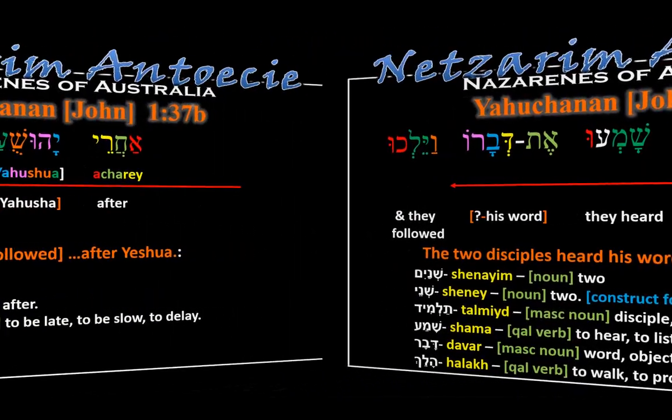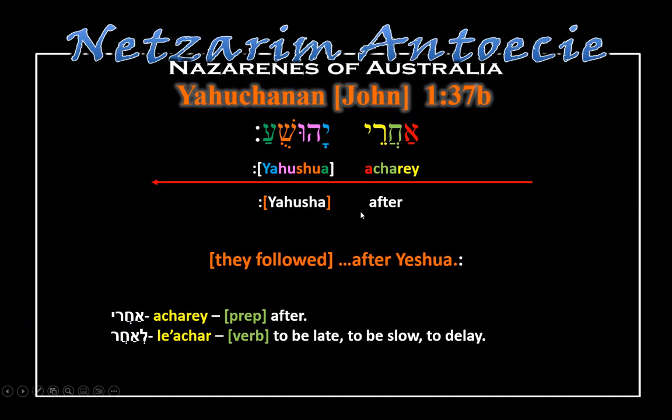So let us turn to part B of 37, and we have an Aleph, a Chet, Resh, Yod. Yod, Hey, Vav, Shin, Ayin. And we read it, Acharei. And again, its meaning is after. Yahushua, or Yahusha. They followed after Yeshua.